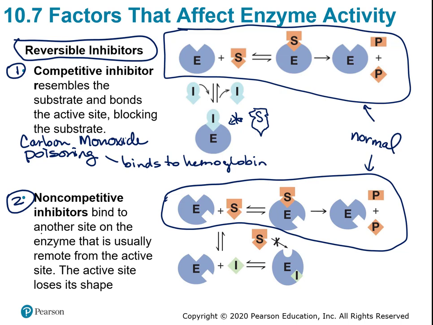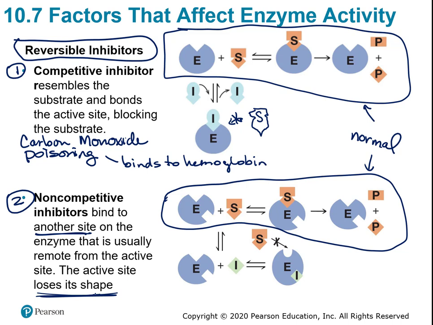Non-competitive inhibitors bind a different part of the enzyme, but it changes the shape of the active site. And so now the substrate can't bind. It doesn't match. They have to have this complementary shape for the enzyme and the substrate to interact.